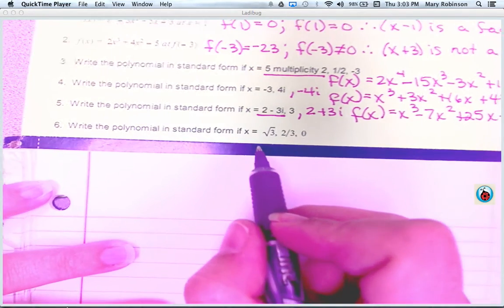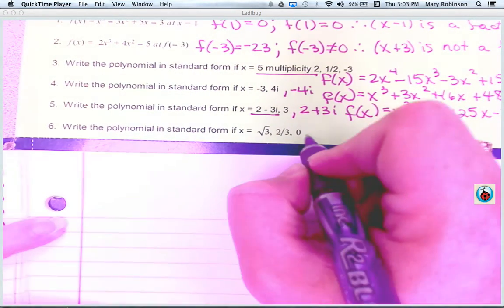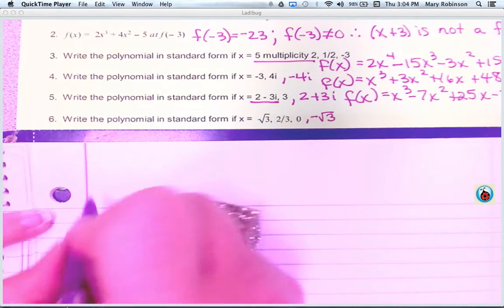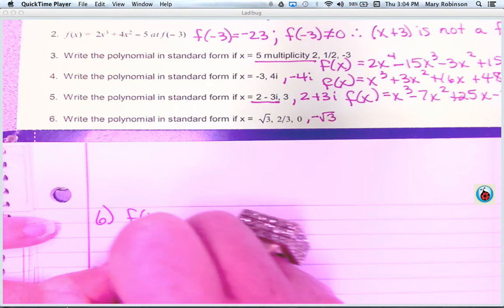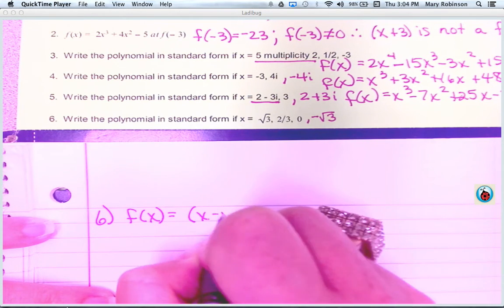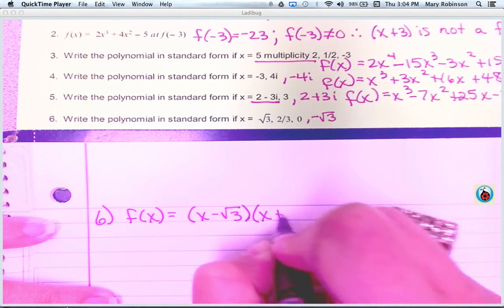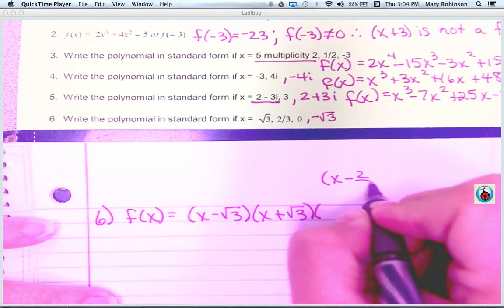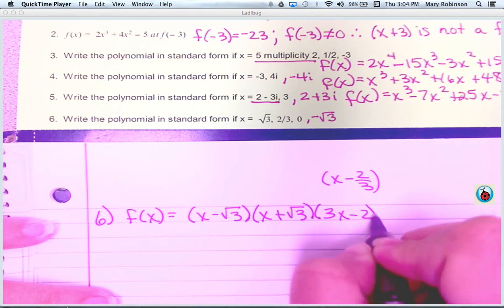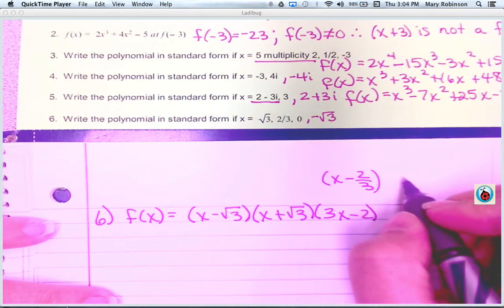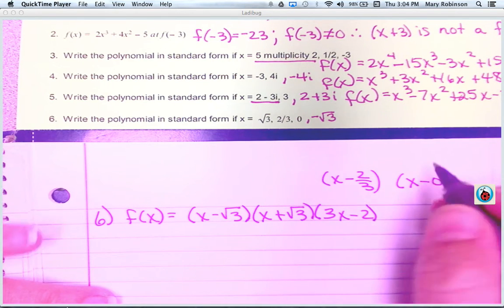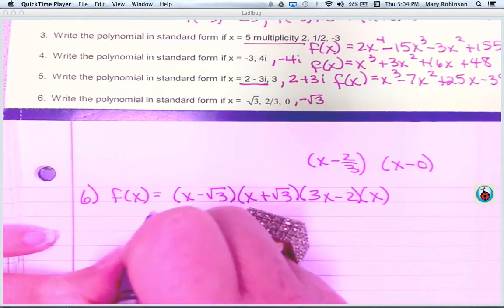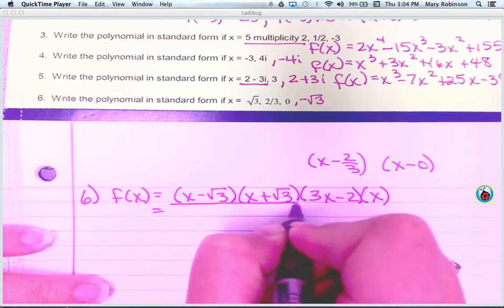You notice that we have an irrational root, the square root of 3. We're going to have to also include negative square root of 3 because of our irrational root theorem. So for number 6, we should have in factored form x minus the square root of 3, x plus the square root of 3. x minus 2/3 will become 3x minus 2. And then lastly, whenever we have a 0, then the factor x minus 0 will simplify to just x.